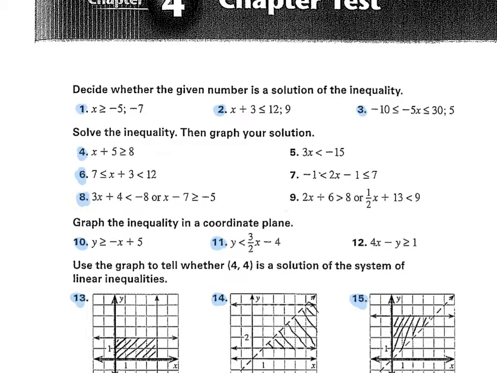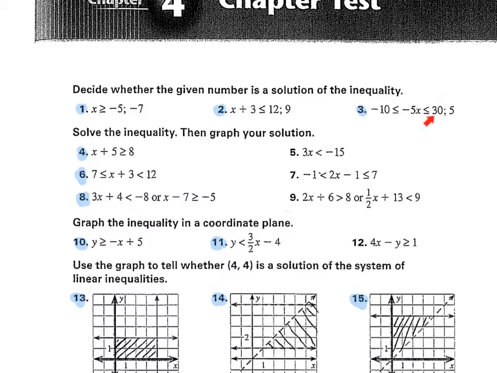Let me explain numbers 1, 2, and 3. You need to decide whether the given number is a solution for the inequality. So, -7, 9, and 5. You're going to plug in where you see an x. Okay? And work it out if there's anything to work out, and ask yourself, is this greater or equal to -5? You work it out. Is it less than or equal to 12?